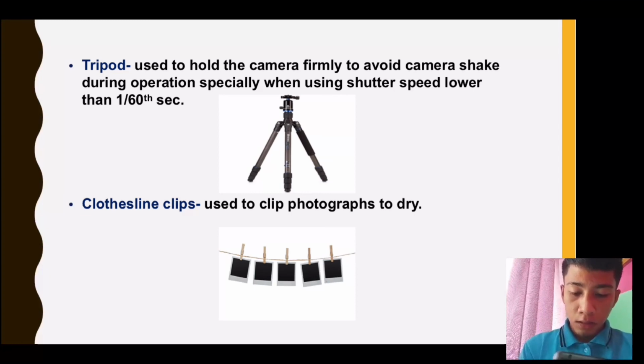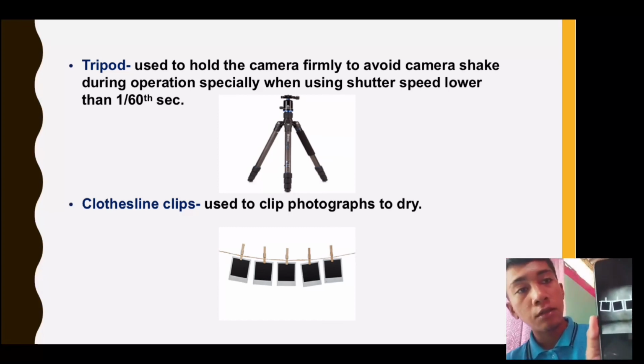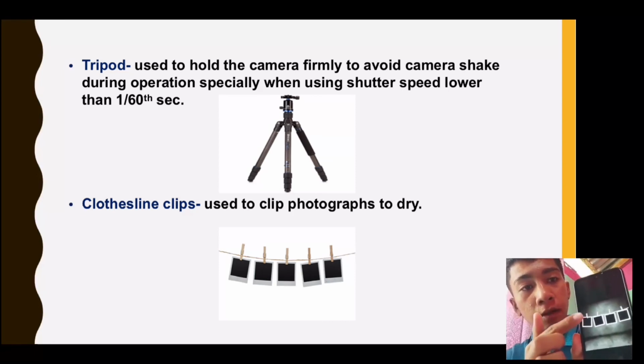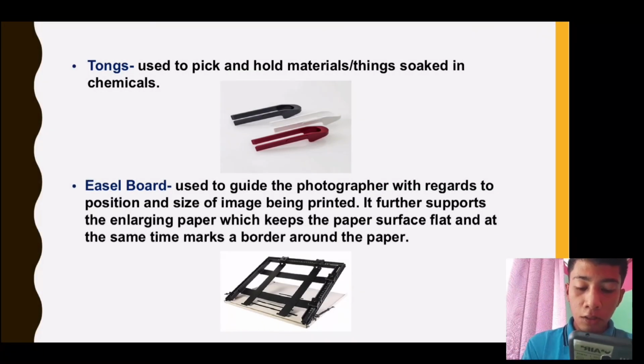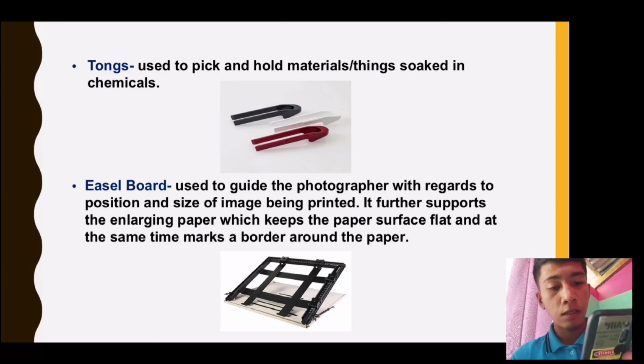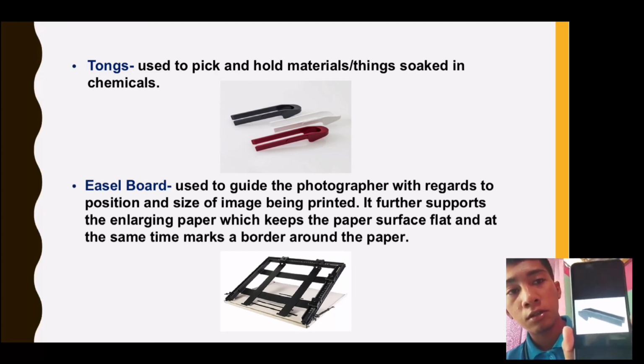Next is clothesline clip. Clothesline clips are used to clip photographs to dry. And these are the examples of clothesline clip. Next is tongs. Tongs are tools used to pick and hold materials or things soaked in chemicals. This is an example of tongs.